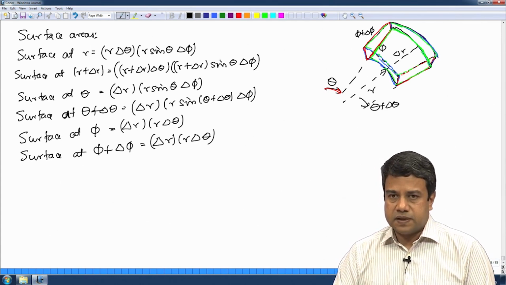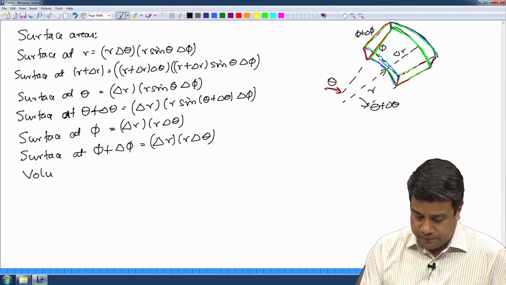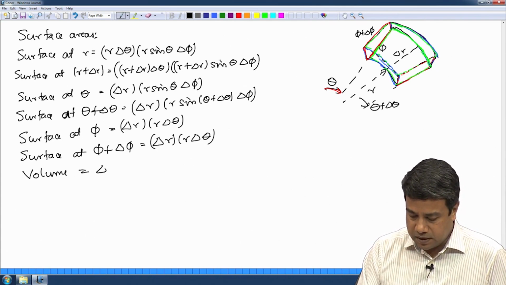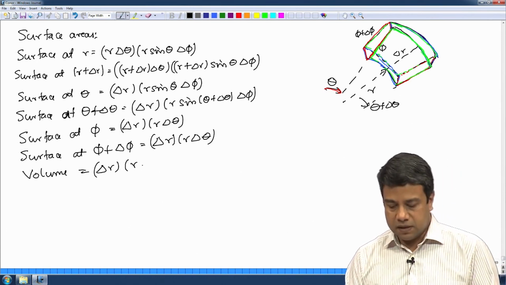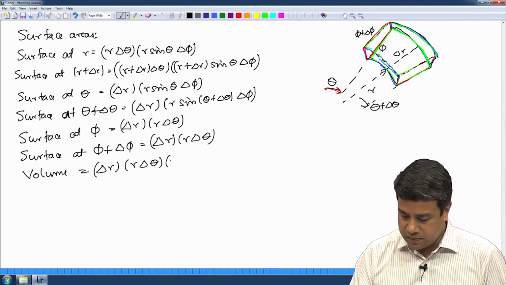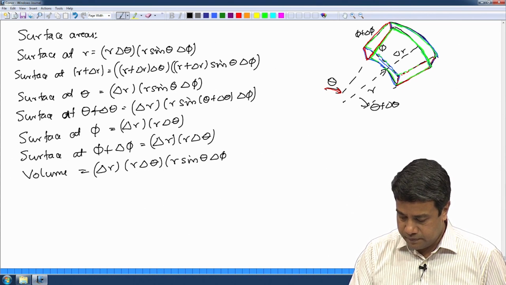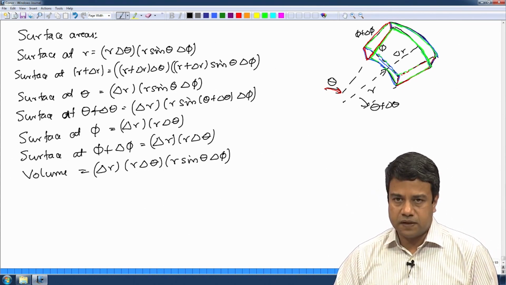So those are the different surface areas, and the total volume is going to be equal to delta r, the distance moved in the r direction, times the distance moved in the theta direction, times the distance moved in the phi direction. So that is going to be equal to the total volume of this differential volume.